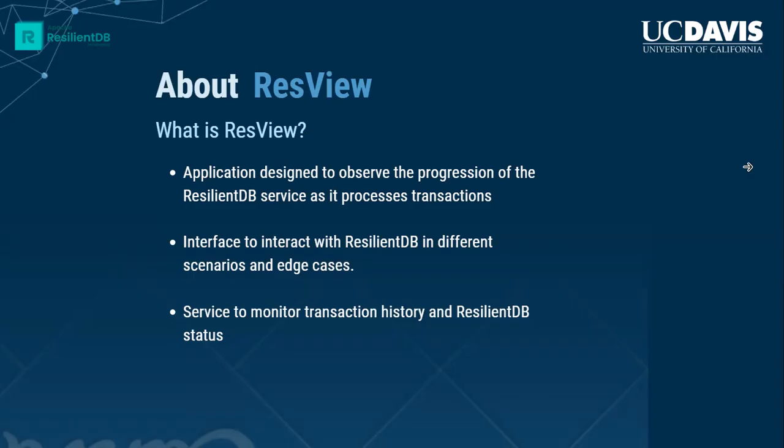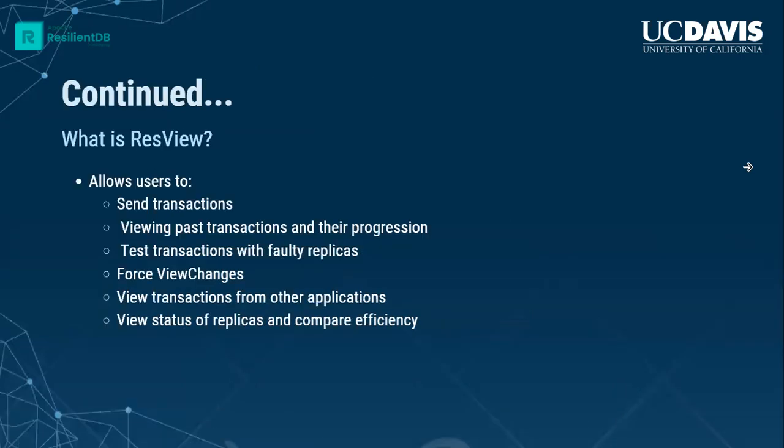So if you wanted to look at all the transactions that were sent over the past day, for instance, you're able to do so with ResView. And secondarily, you're able to see the status of the various replicas in ResilientDB. So what are you able to do as a user on ResView? You're able to send transactions, view past transactions and their progression, and test transactions with faulty replicas.